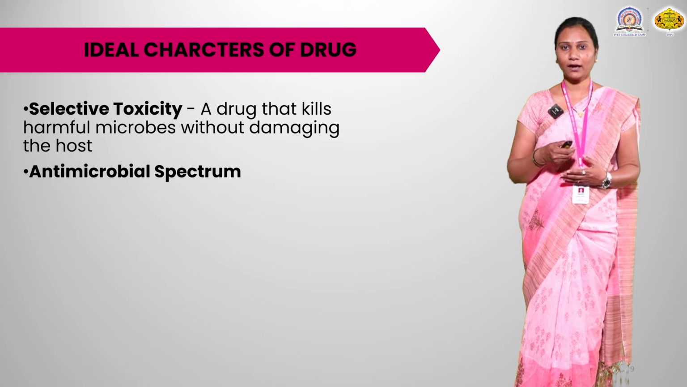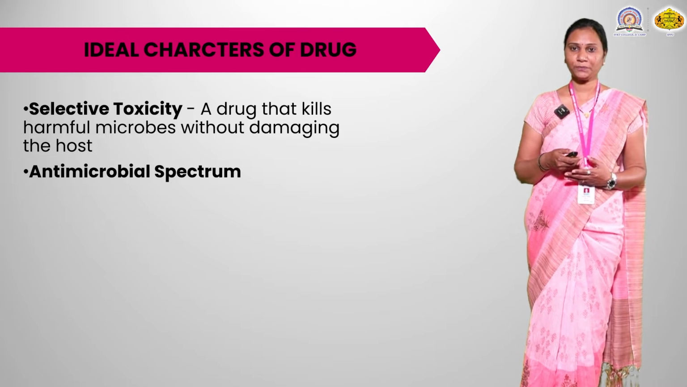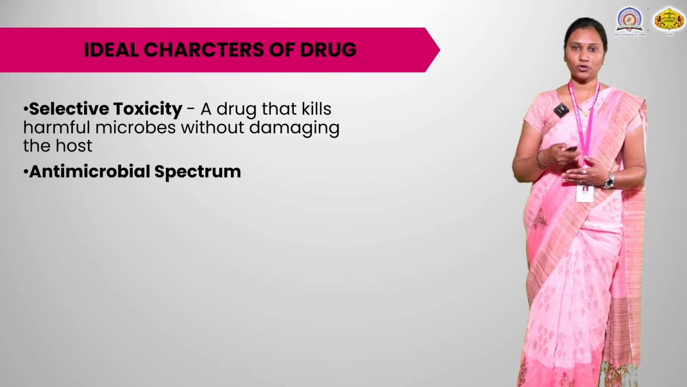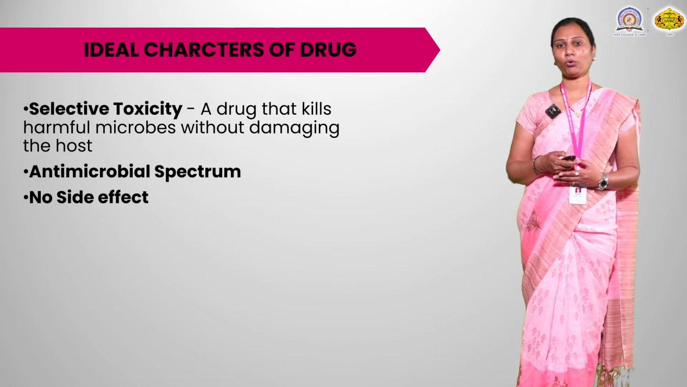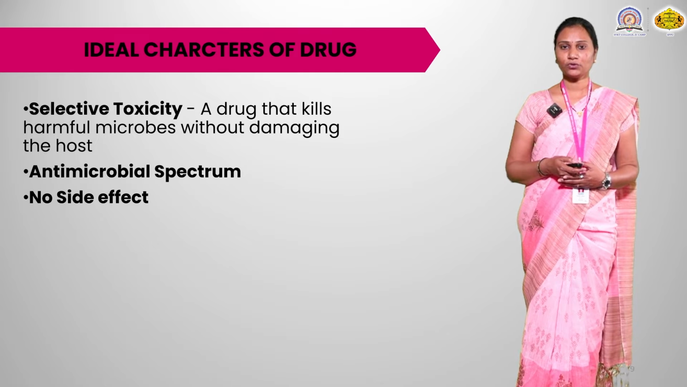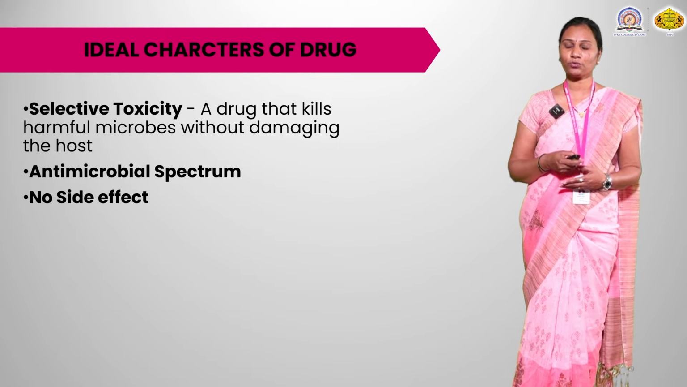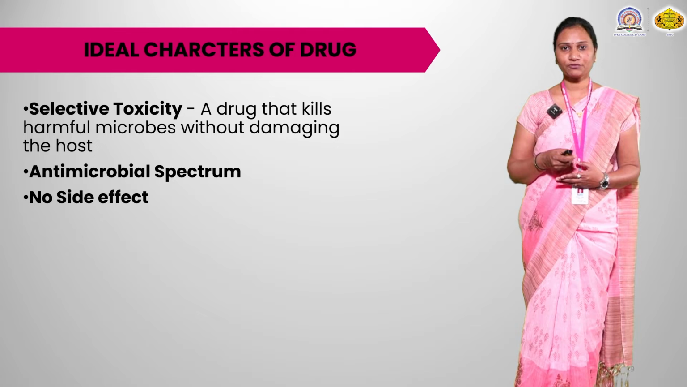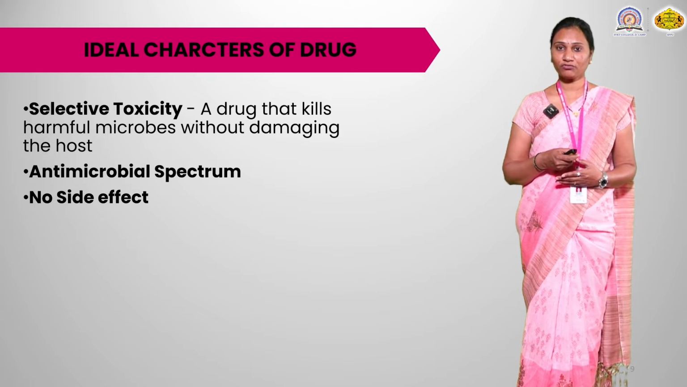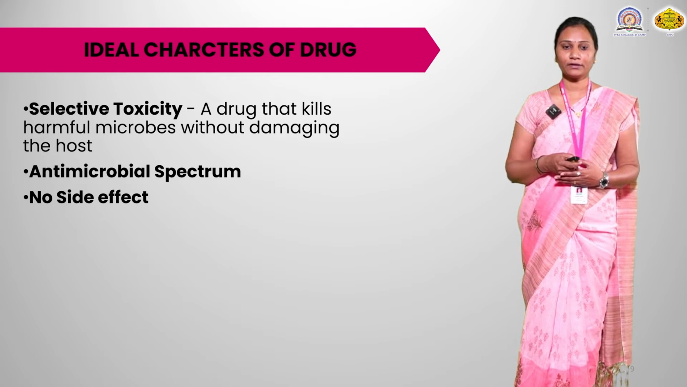So, under that your antimicrobial agent or your chemotherapeutic agent should have a broad antimicrobial spectrum. So, there should be broad spectrum drugs or broad spectrum antibiotics. Then next is that they should not cause any side effects. So, your drug should be such that it should only kill the particular type of disease causing organism, and second thing is that it should not cause any type of side effect. This is one of the ideal characteristics of your drug.